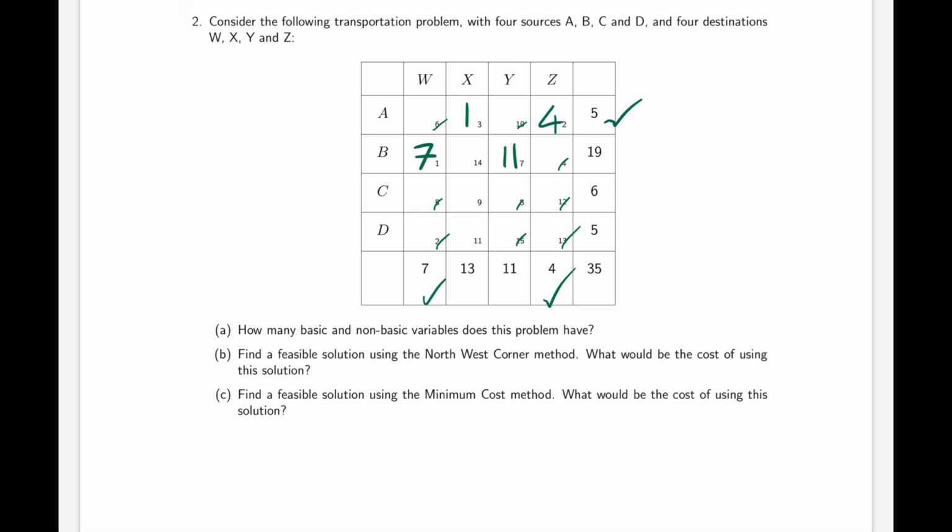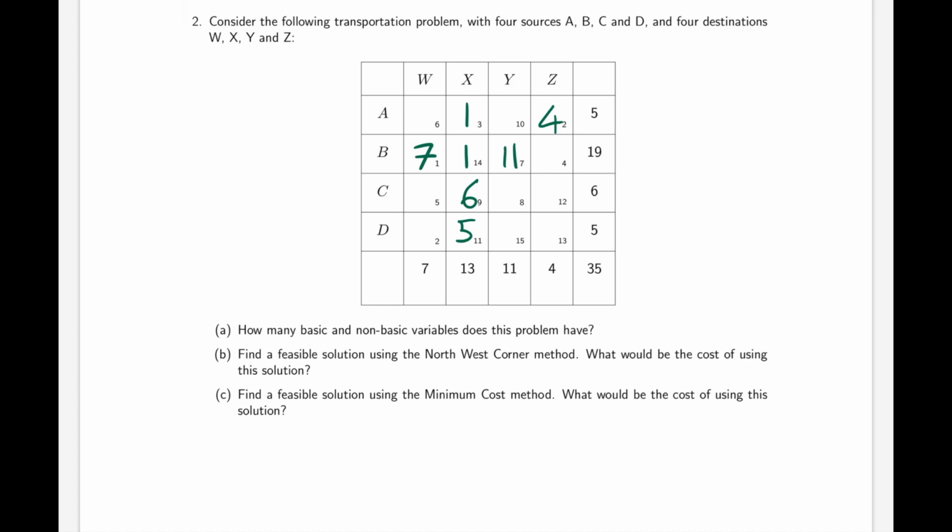Out of the routes that are left, the one with the minimum cost is CX. So we fit as much as we can in there. We can fit 6 into that, which satisfies the C source. Out of the cells that are left, the route DX is the cheapest, so we fit as much as we can in there, which satisfies the D source. And there's only 1 cell left, and both the column and the row of that cell is missing 1 unit of goods. So we'll stick 1 unit of goods in there.